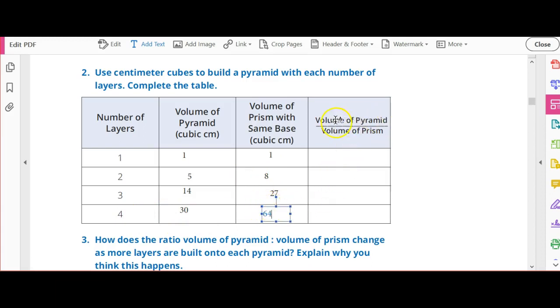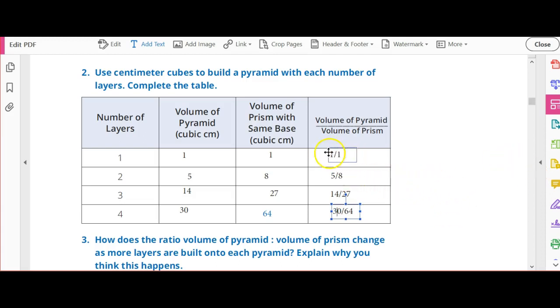Now they want us to put the volume of the pyramid over the volume of the prism. So in this case, it would be 1 over 1. And here we have 5 over 8. And here we have 14 over 27. It's getting smaller. You see that ratio? And 30 over 64. Oops, I put 20, but it should be 30 over 64.